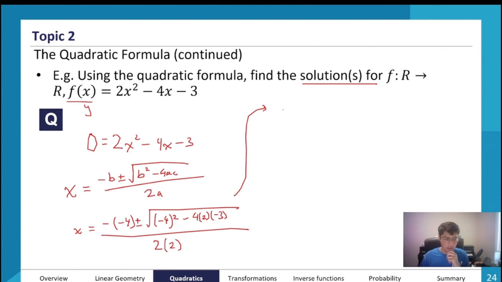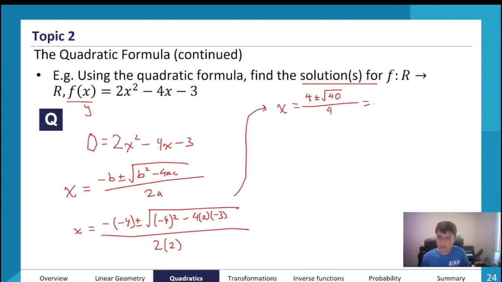Move our working up here. We can just start simplifying this. So I'm going to skip a couple steps here. We've got 4 plus or minus 4 squared is 16. And then 4 times 2 times negative 3. We've got this negative sign out front here as well. So that's going to be positive. 4 times 2 times 3 is 4 times 6, which is 24. So we have 16 plus 24, which is, what is that? 40. Have that all over 4.